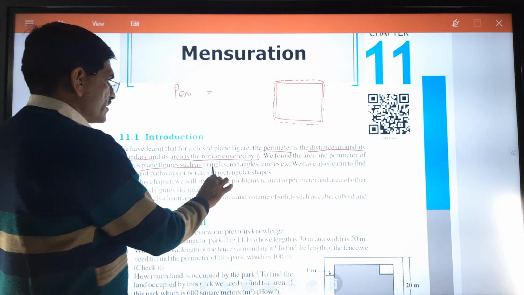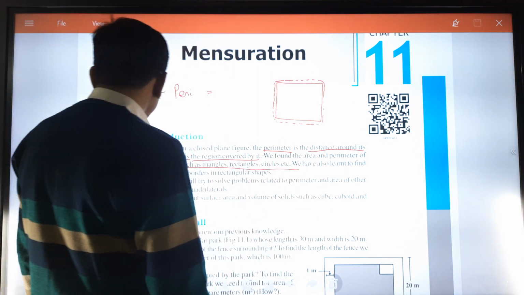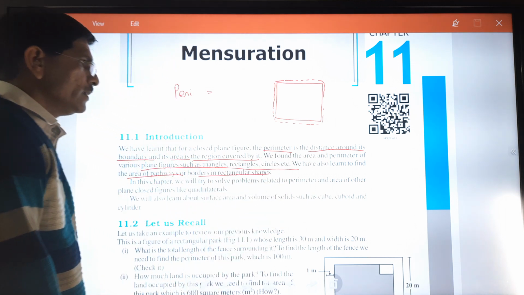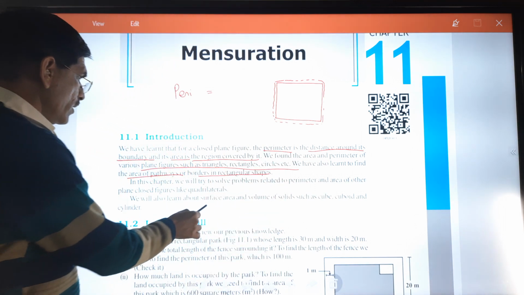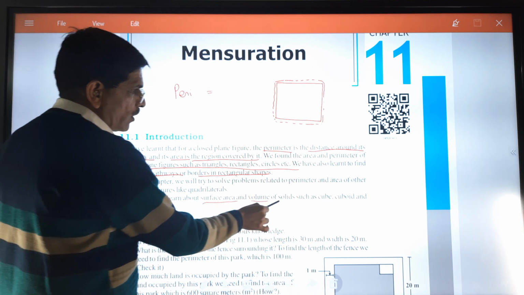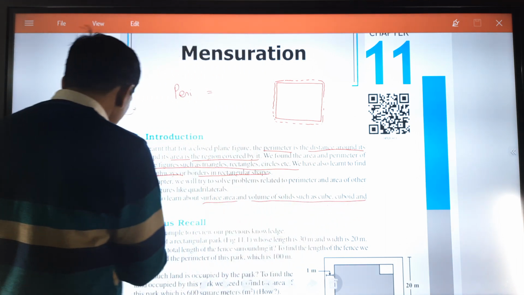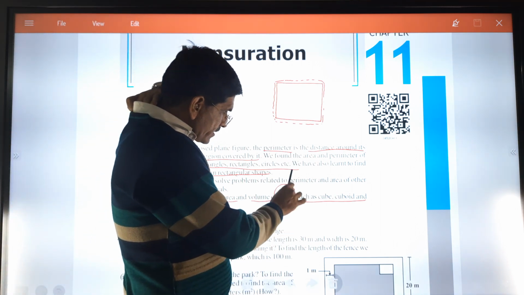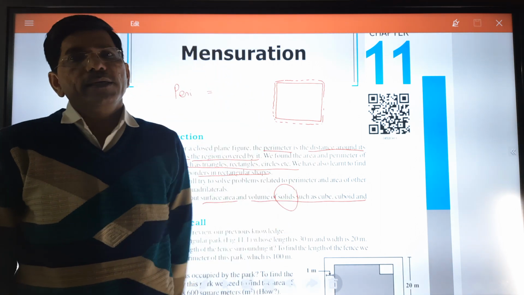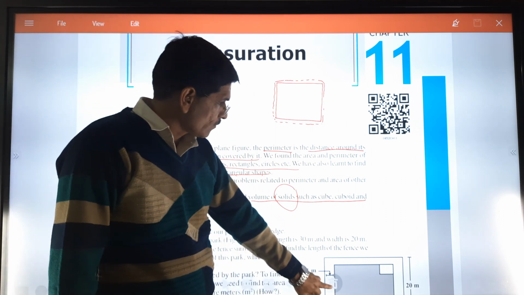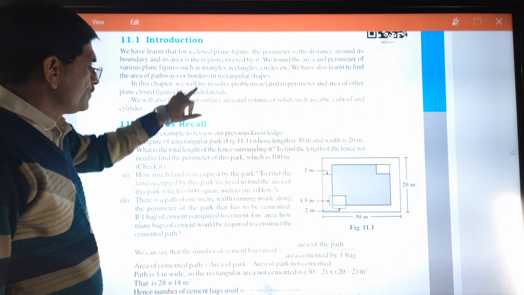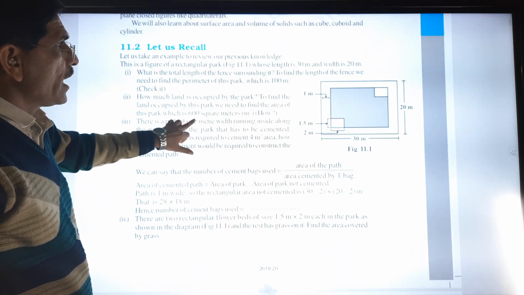So we want to discuss such figures here. We have also learned about the area of a pathway or border related to a rectangular shape. We also learned the surface area and volume of solids such as cube, cuboid and cylinder. These are all three dimensions. We can say a solid is in 3 dimensions. So we discuss now deeply. Everyone should give me the answer.